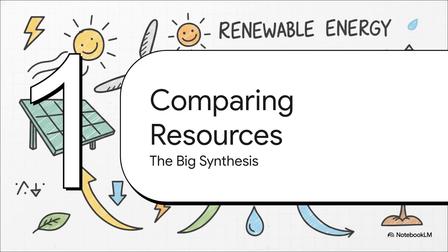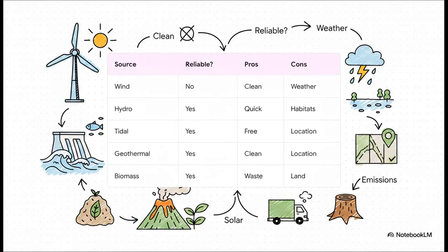All right, Section 4, comparing the resources. This is the big synthesis. You'll want to take a mental screenshot of the information here. Notice the really clear patterns when we weigh these pros and cons against each other. Wind and solar are amazing for the environment, but they completely fall short on reliability. Hydroelectric and geothermal, well, they solve that reliability problem, but they create geographical and habitat issues. Biomass solves the waste issue, but then introduces land use and transport emissions. Understanding these exact trade-offs is your absolute golden ticket for answering those tricky 6-mark evaluation questions.